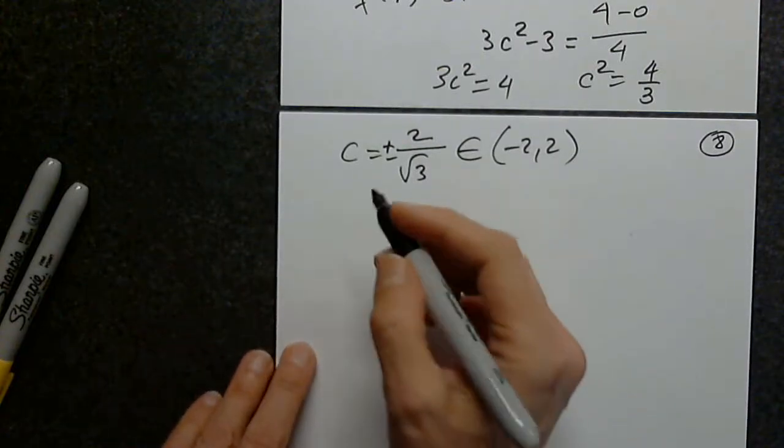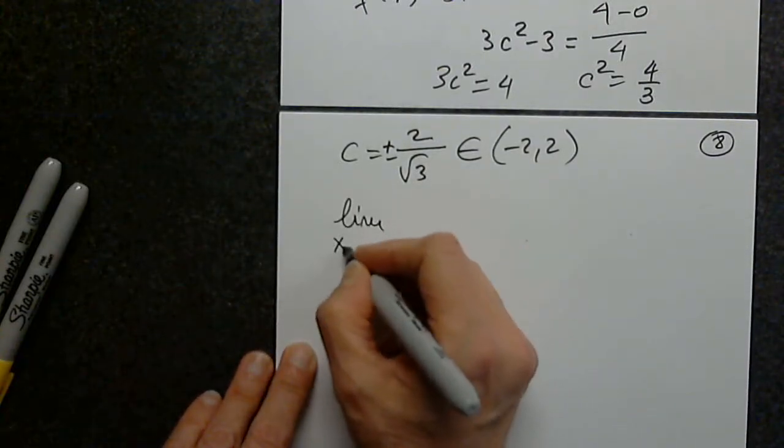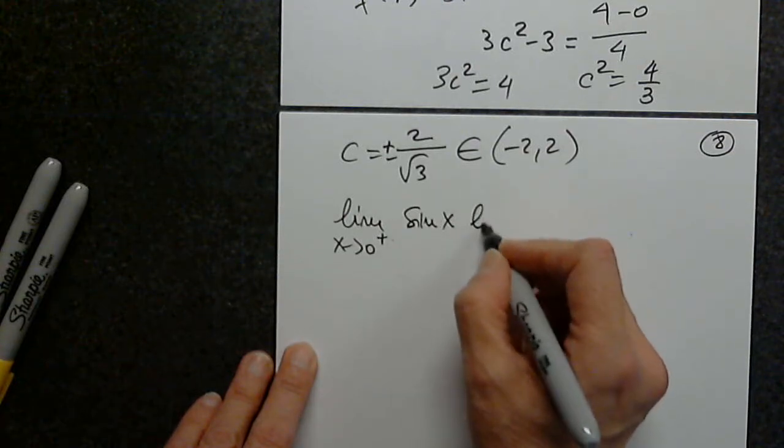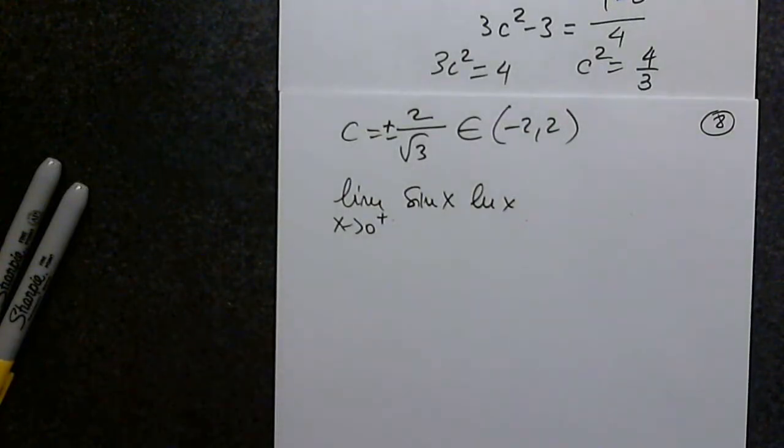Okay, so we are looking at the limit as x approaches 0 from the right of sine x natural log x. So let's work on this. One minute. Let me know if you need help.